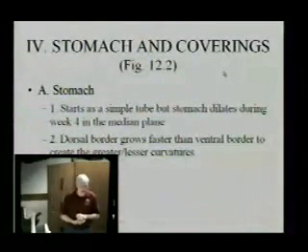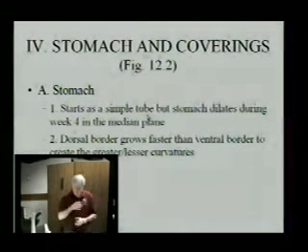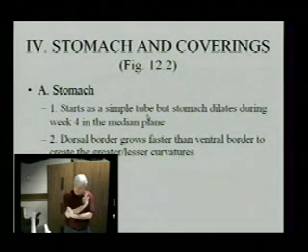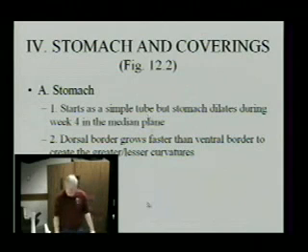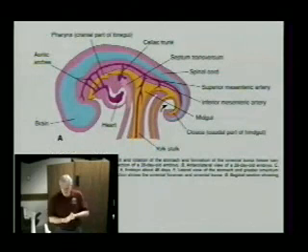So the stomach is next, and its coverings. It starts as a simple linear tube. The posterior portion is going to grow faster and become the greater curvature, and it's going to get thrown over to the left because of the liver growing over on the right side. So we saw that in the adult picture earlier, so we'll push right on through.